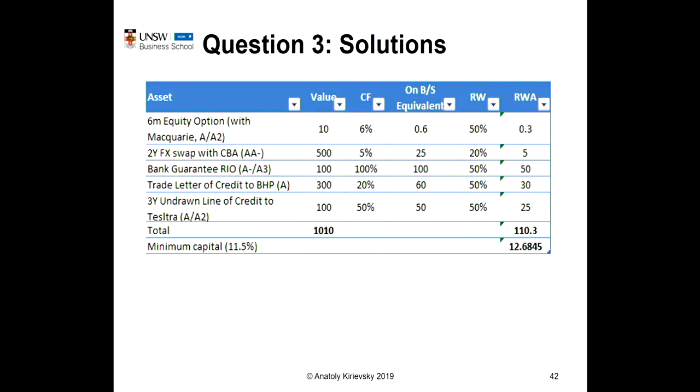So we've converted. So now with Macquarie single A rated, and it's a 6 months. So it's more than 3 months, and it's category 2, right? So bank.